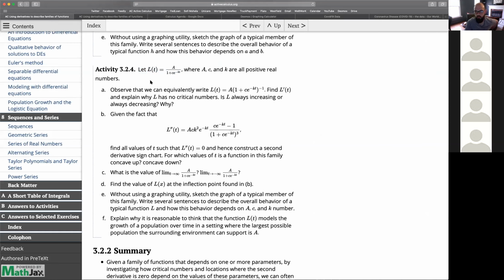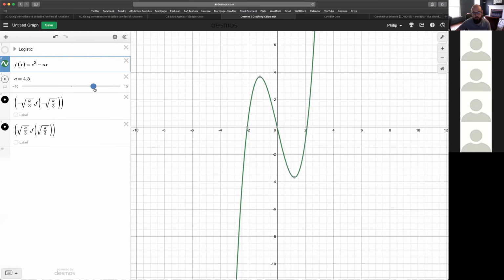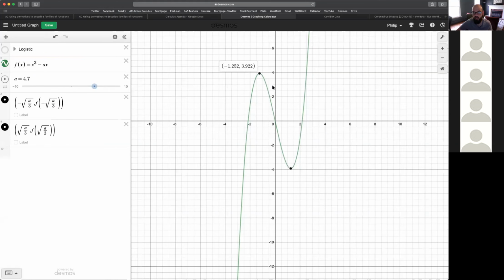So Luke, to answer your question, Luke asked whether the local max and min are not a set number. Yeah, it's not always going to be the same number, so it depends on a. I can always tell you where it is: the local max will always occur at the input negative square root of a over 3. But in order to tell you exactly where that is, you're going to have to tell me what this a value has to be. I know the family behaves in the same way, but you need to tell me what parameters to plug in to figure out the precise values.